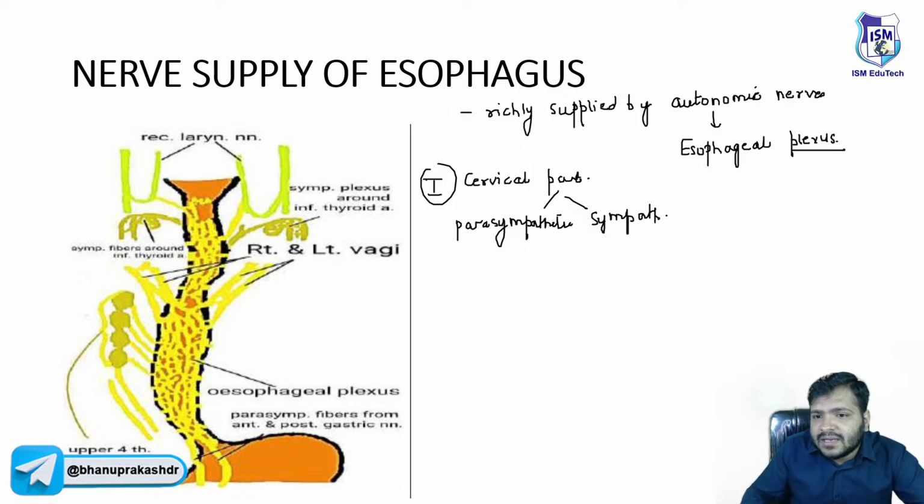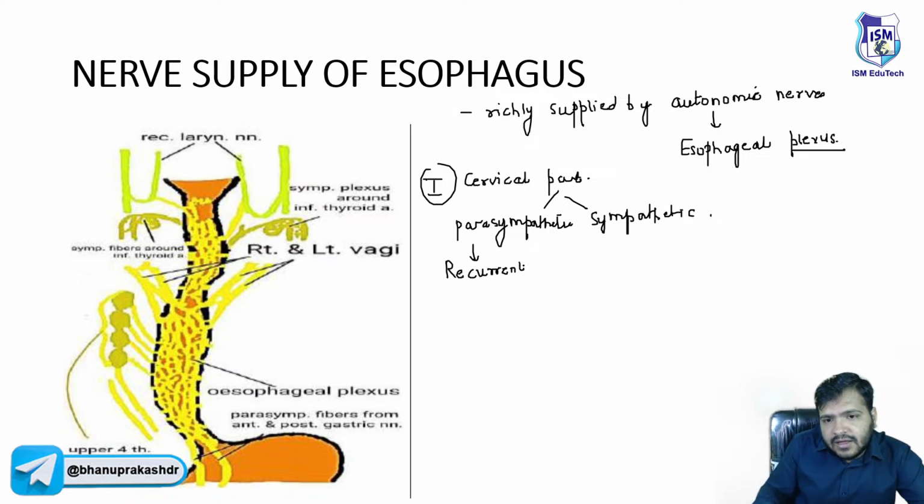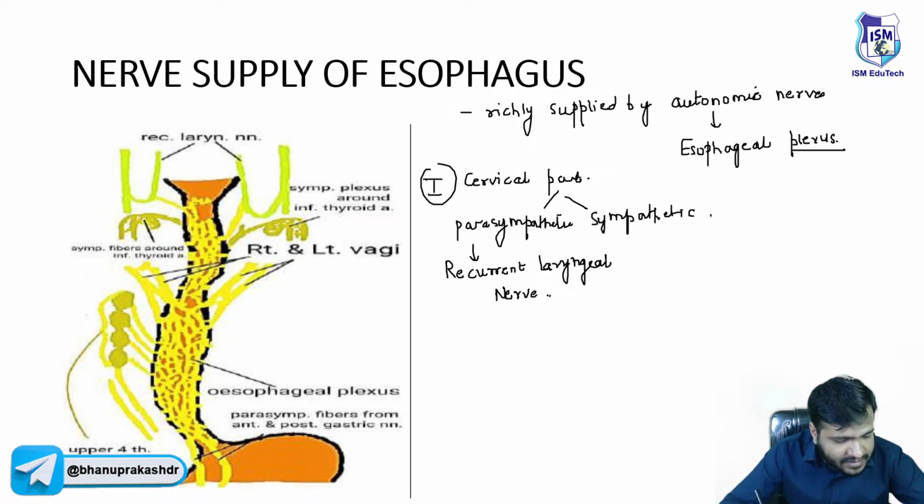Can anyone tell me where the parasympathetic nerve fibers are coming from? Yes, it is coming from the recurrent laryngeal nerve. Now I would give you a chocolate if you tell me, guys, this recurrent laryngeal nerve is a branch of which nerve? Sympathetic fibers are directly from the plexus, which is formed around the inferior thyroid artery, right?